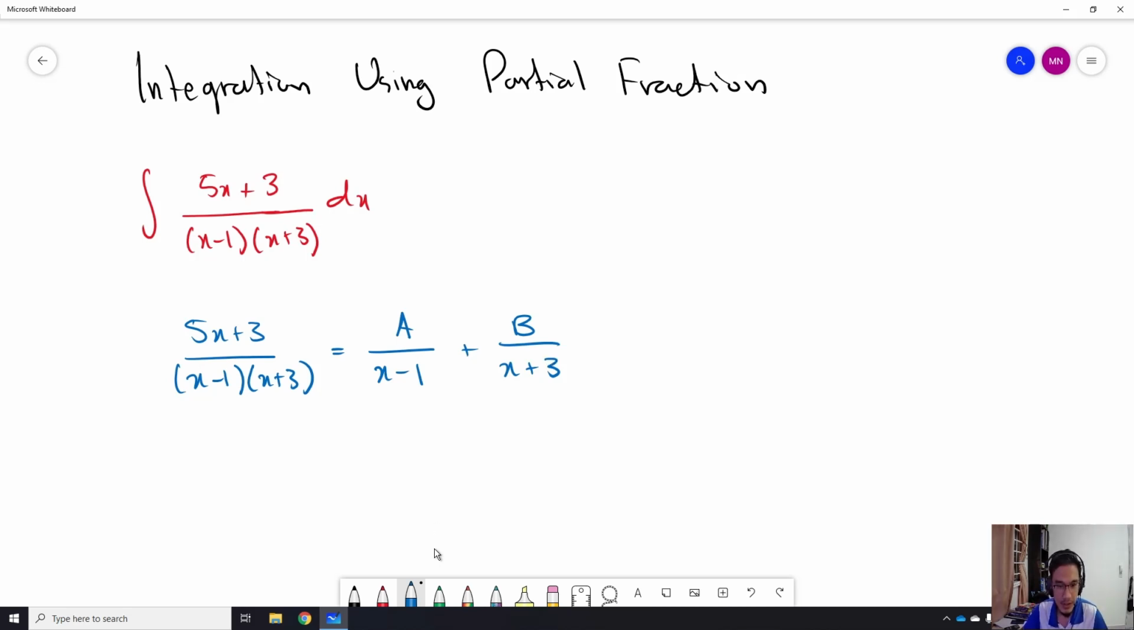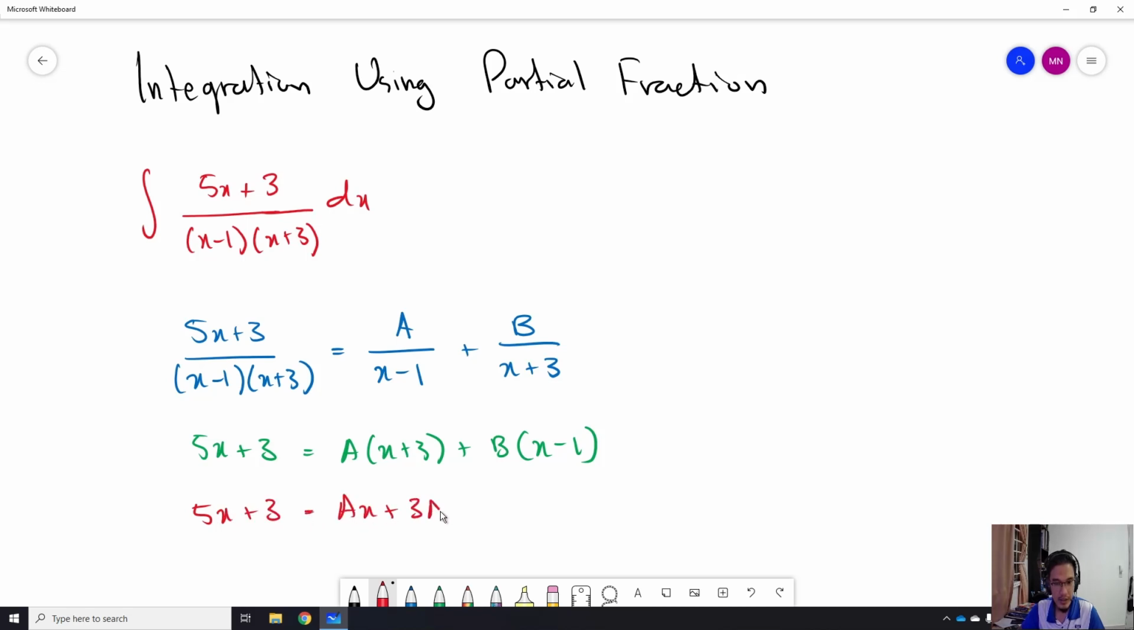Now we equate the numerators, so 5x plus 3 equals a times x plus 3, plus b times x minus 1. We write it down like this. Now we can expand the brackets: 5x plus 3 equals ax plus 3a plus bx minus b.